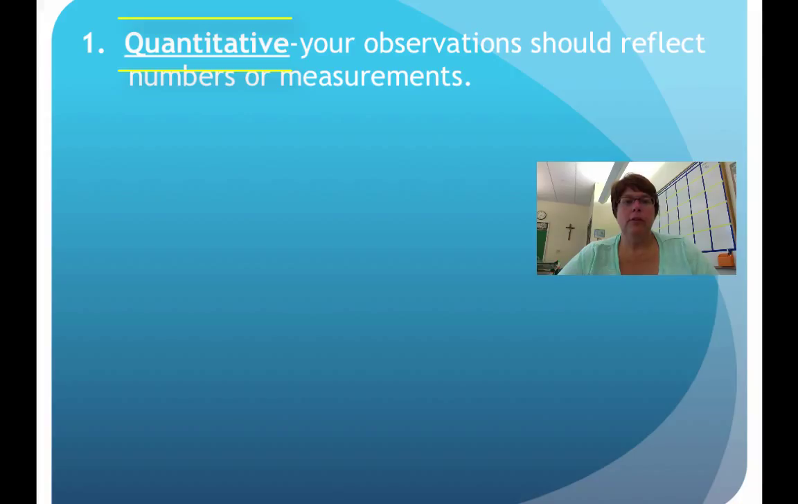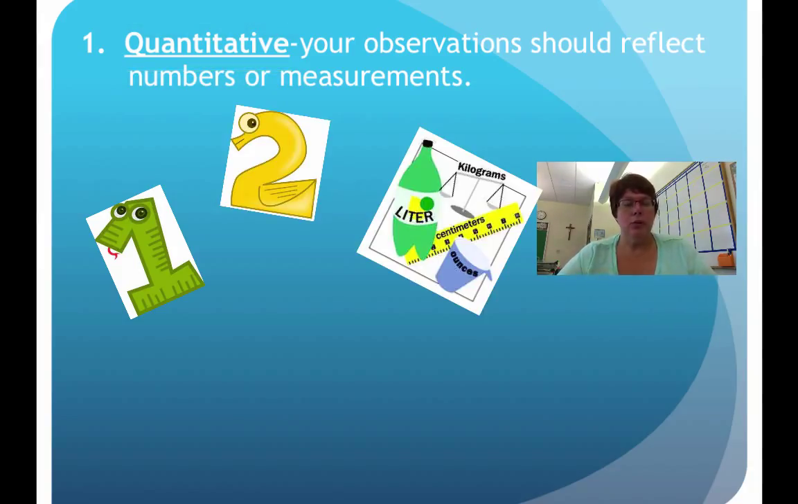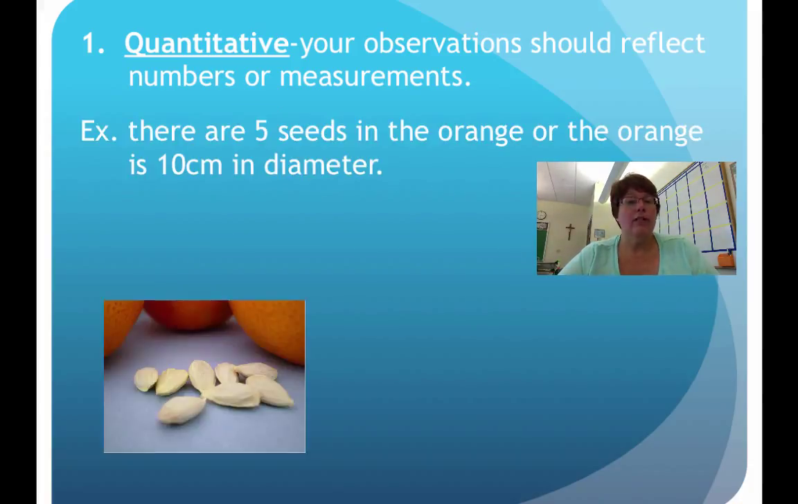First, their observation must be quantitative. Your observations should reflect numbers or measurements. When you do this, you are going to be writing these down on a sheet of paper, and your observations do not have to be in complete sentences. A lot of times they should just be really short little notes. For example, there are 5 seeds in an orange, or the orange is 10 centimeters in diameter.